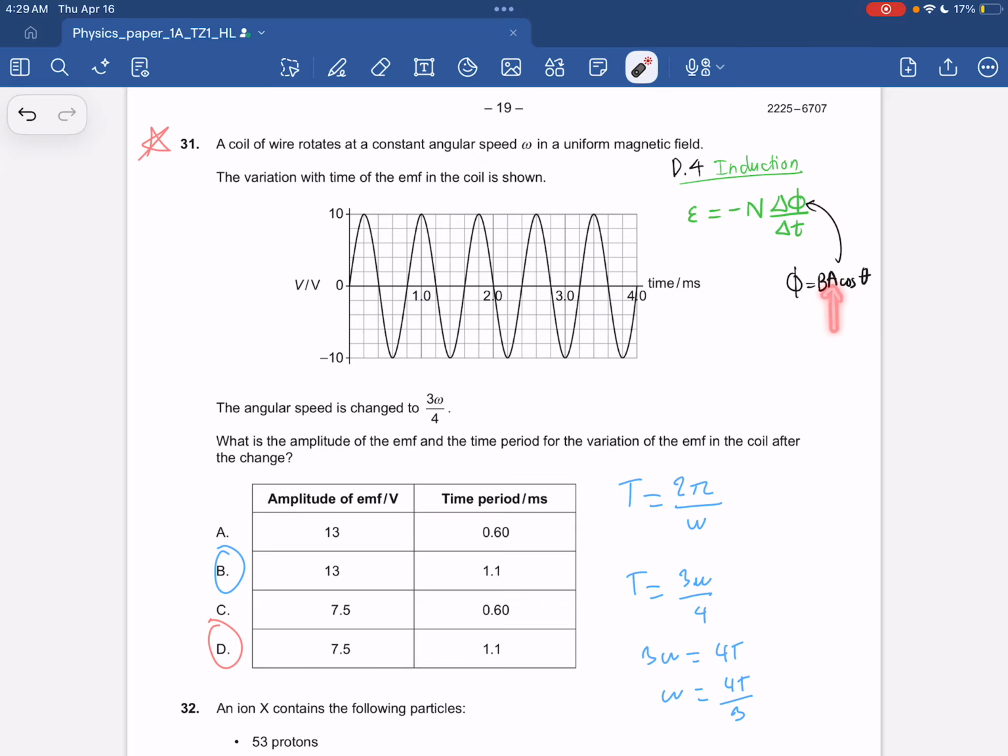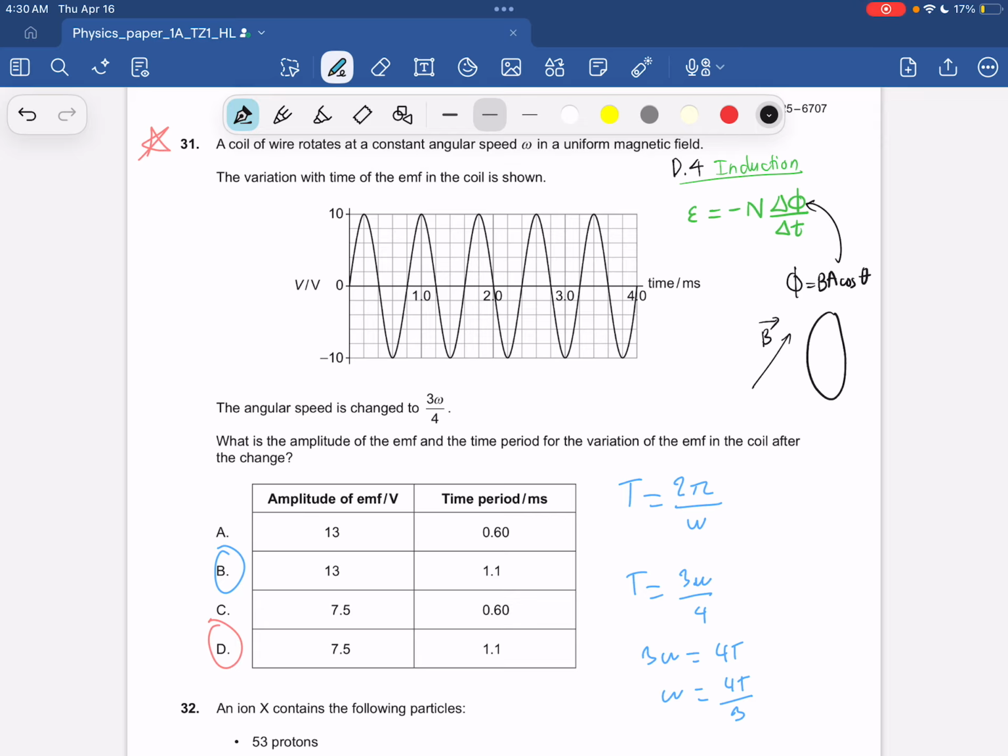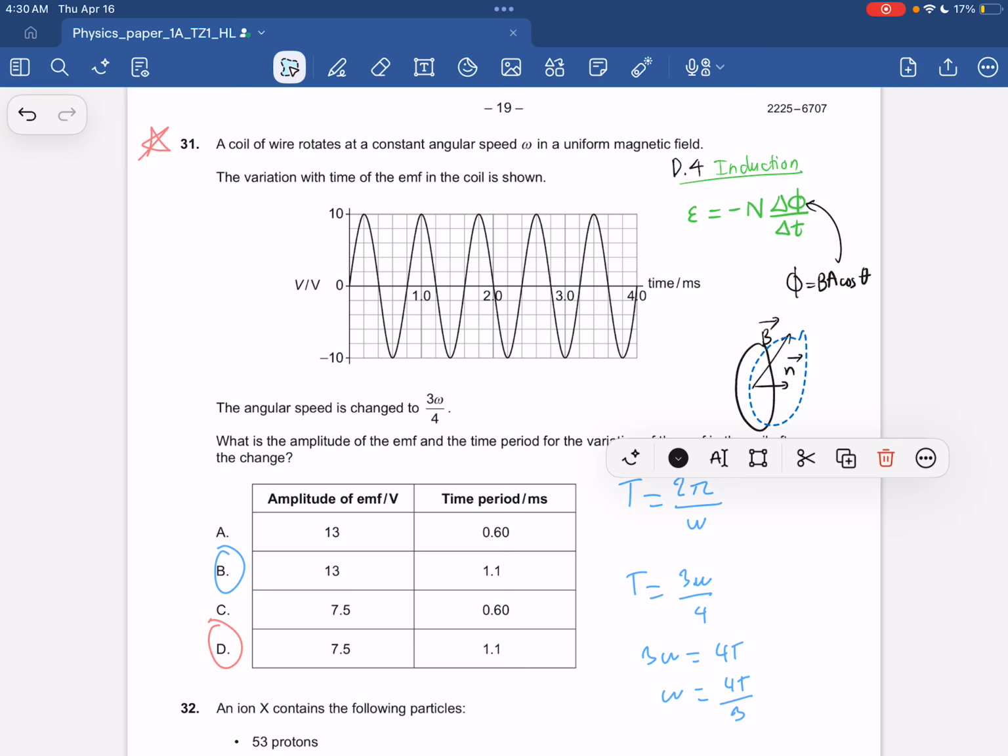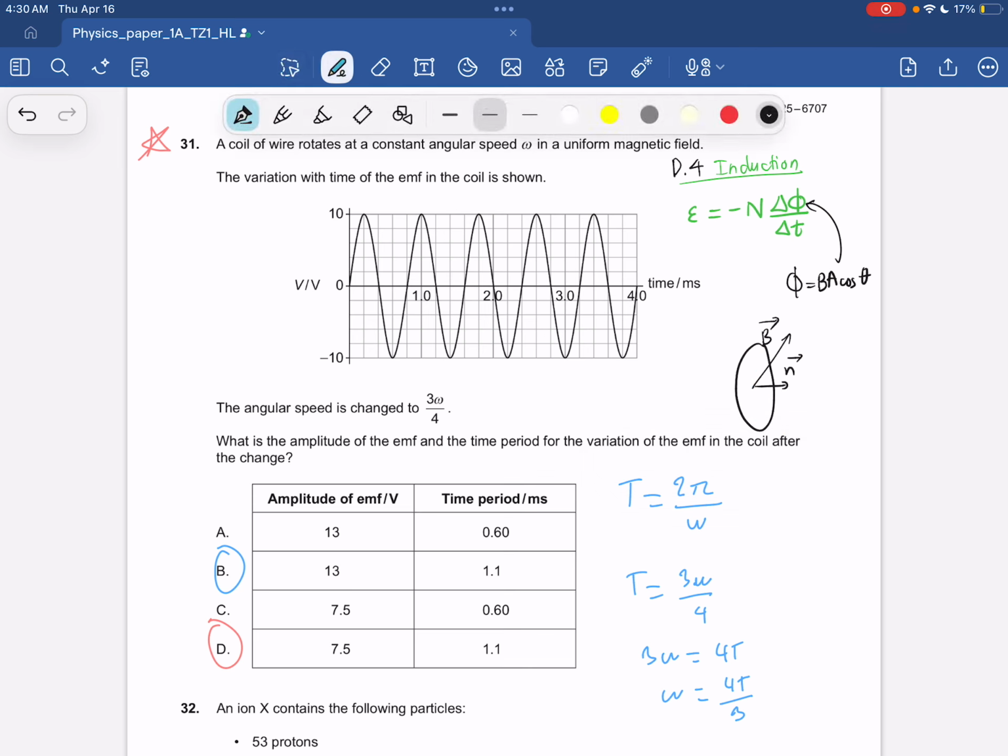A is the area. If we have a coil of wire like this, and it keeps rotating, let's say the magnetic field at some point is in this direction. When it keeps rotating, the normal vector of the plane defined by the coil of wire is the vector n like this one. So that should be the angle theta here, between the normal vector of the plane of the coil of wire and the magnetic field B.